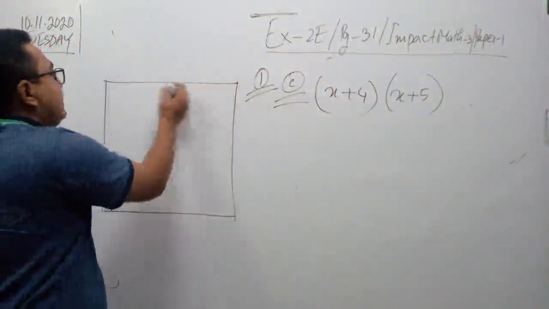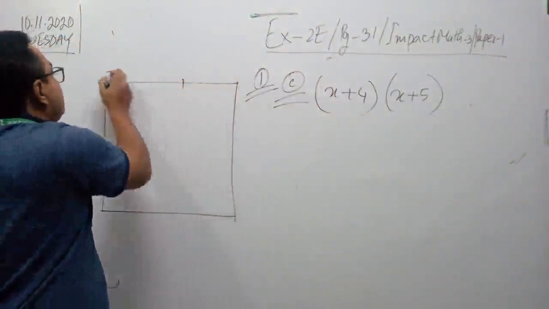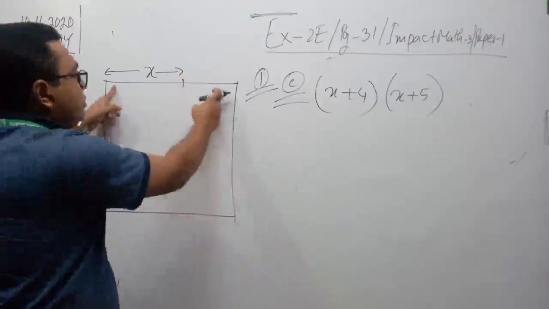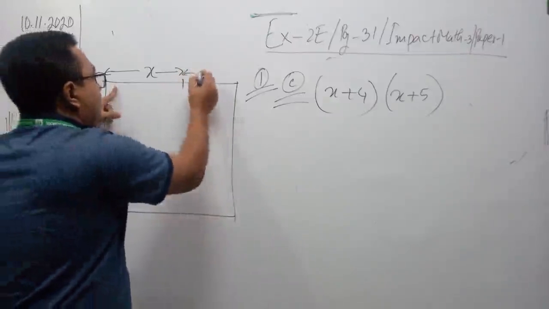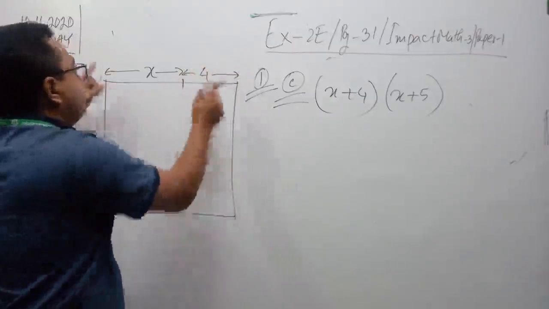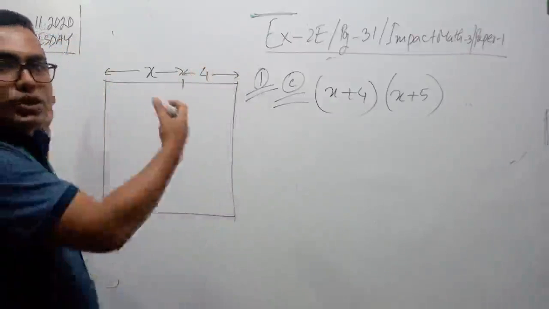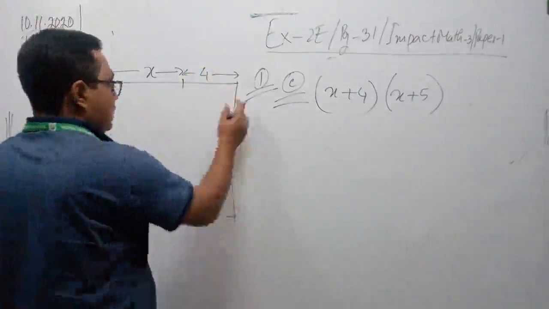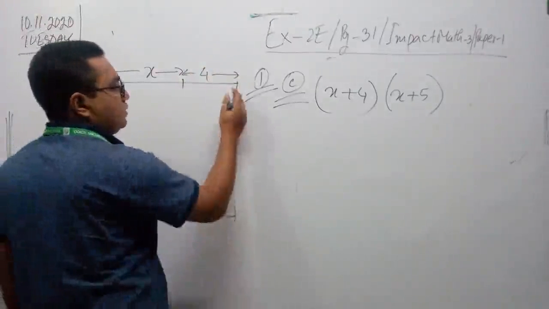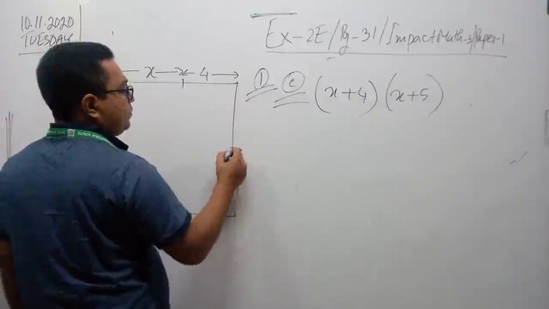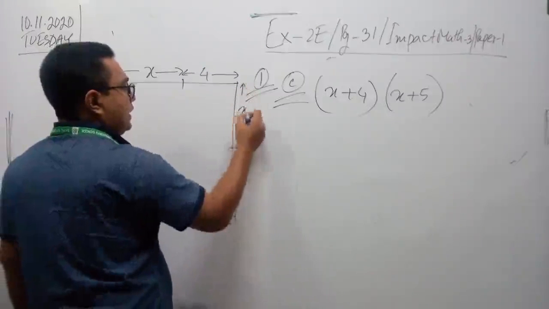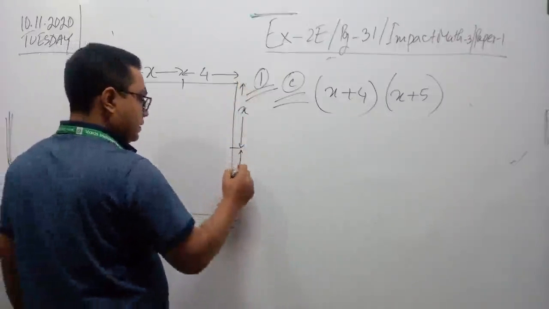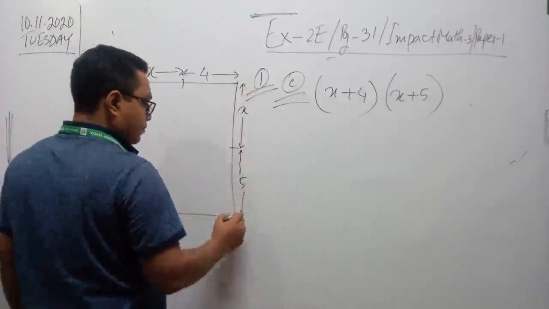Suppose for this side, we use this one as x. This line into two parts. One is x, another is 4. That means total line is x plus 4. Here that line, suppose here x, and then 5.